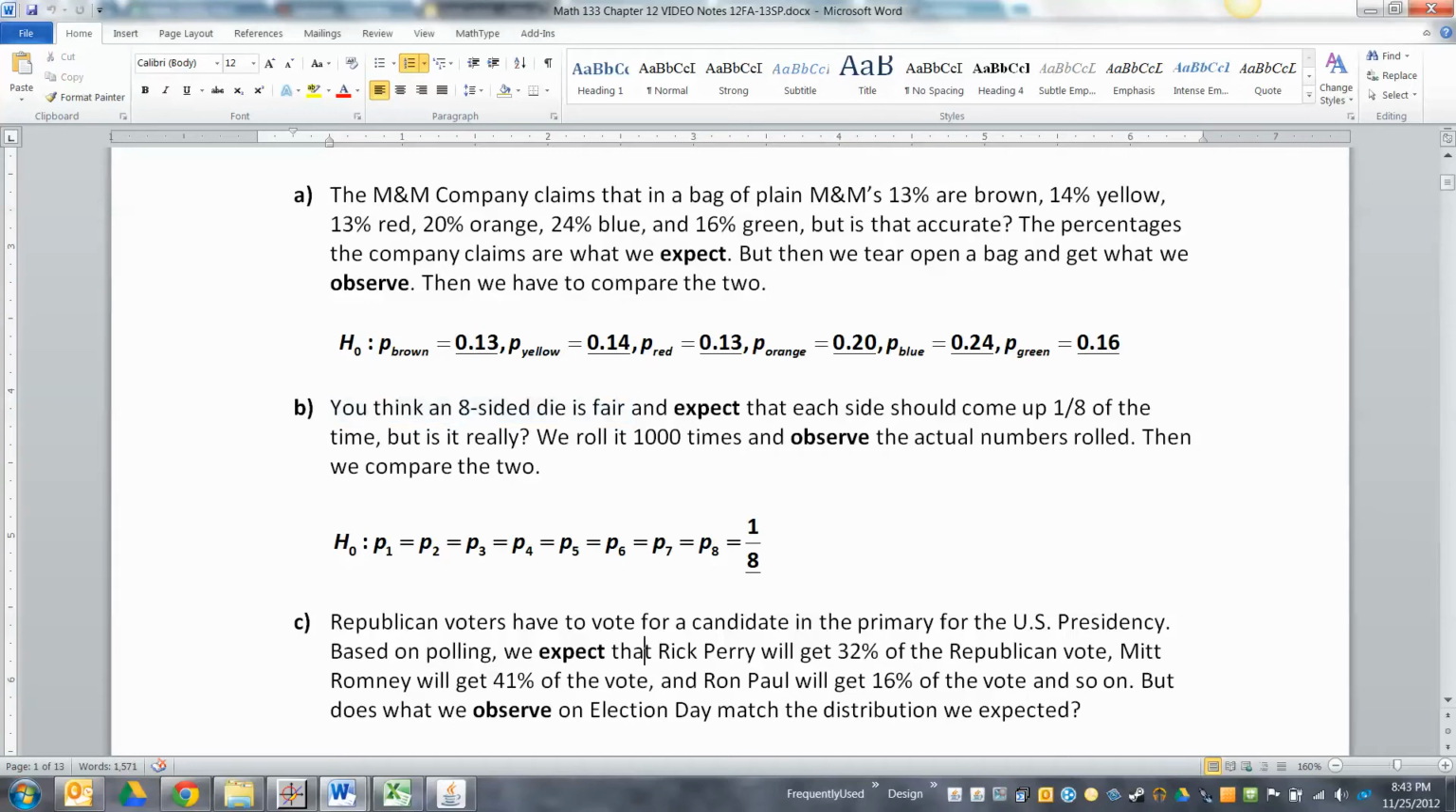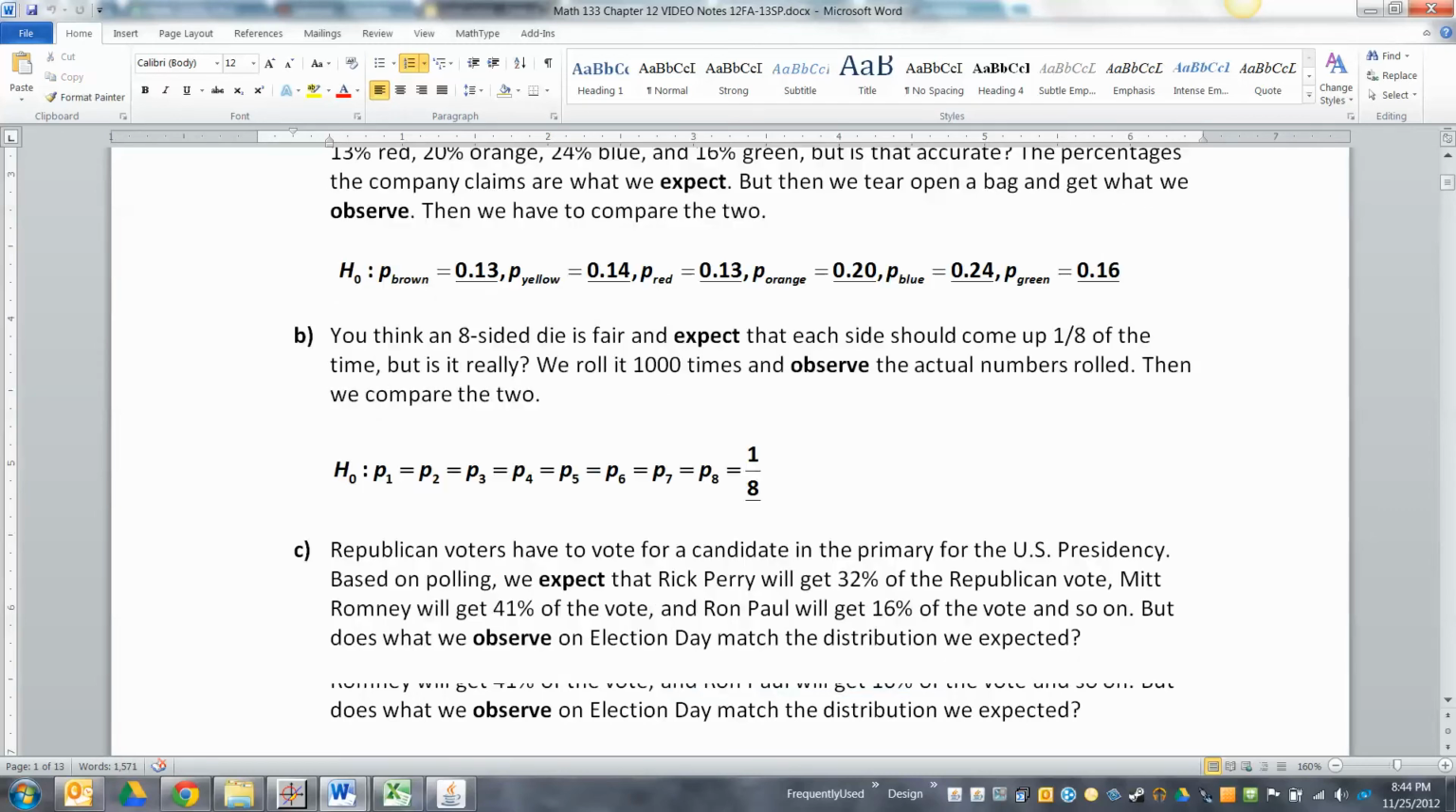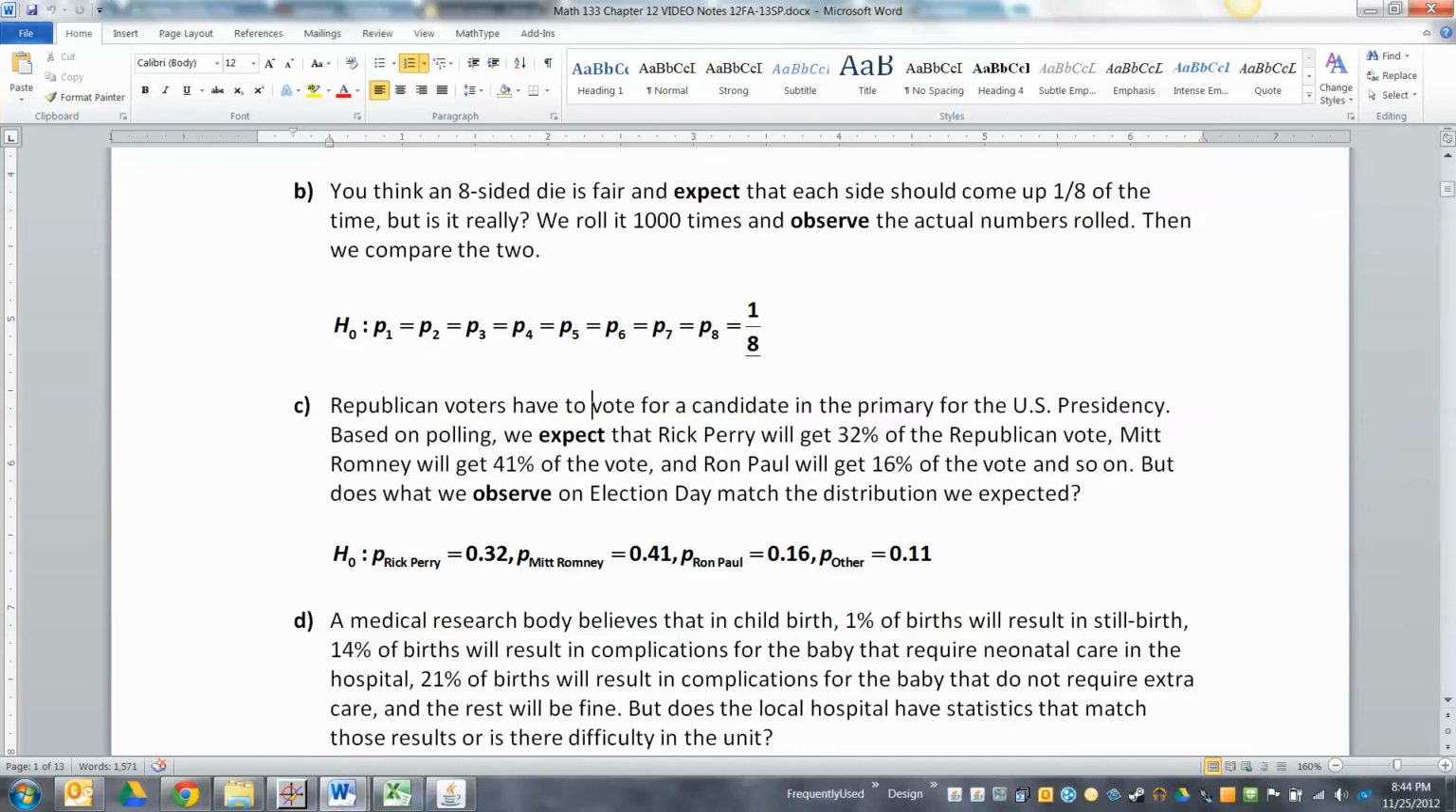All right, Republican voters have to vote for a candidate in the primary for the U.S. presidency. You can tell when I wrote this question it was summertime. Based on polling, we expect that Rick Perry will get 32% of the Republican vote, Mitt Romney will get 41% of the vote, and Ron Paul will get 16% of the vote, and so on. But does what we observe on Election Day match the distribution we expect? So what do we assume? We assume that the probability for Rick Perry is 0.32. The proportion for Mitt Romney is 0.41. The probability for Ron Paul was 0.16, and the probability for everybody else was 0.11. Of course, because they have to add up to 100%. This is a primary, so only Republicans would be voting in it. All right, there we go.